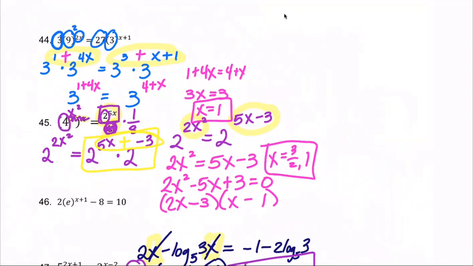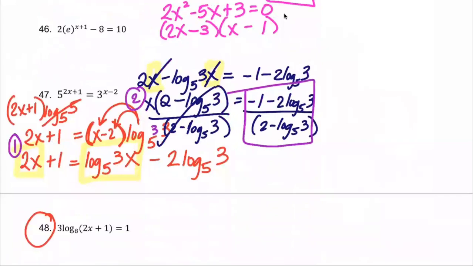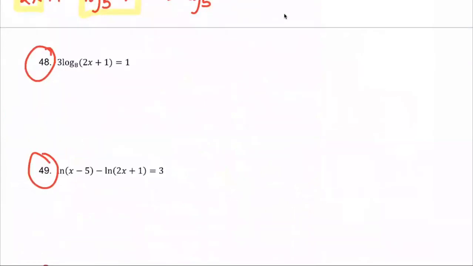And when you plug back into a log, you just have to make sure that it's not negative going into the log. So in most cases, like in 48, I would need to see if 2x plus 1 ends up being positive or negative. Here I would plug in here and here. And if when you plug it back in, it becomes a negative number, then you need to cross that out because it's not a solution. Okay, thank you.